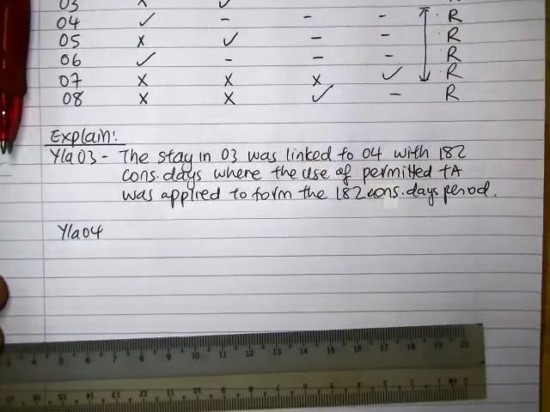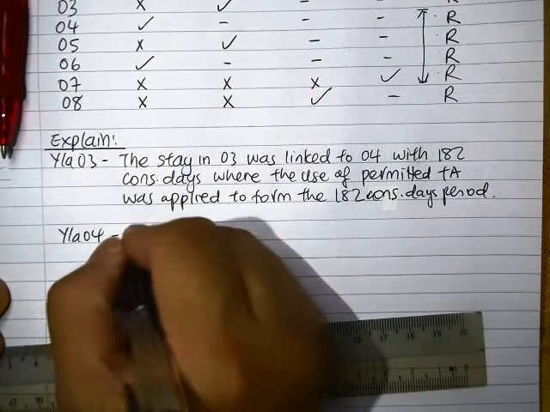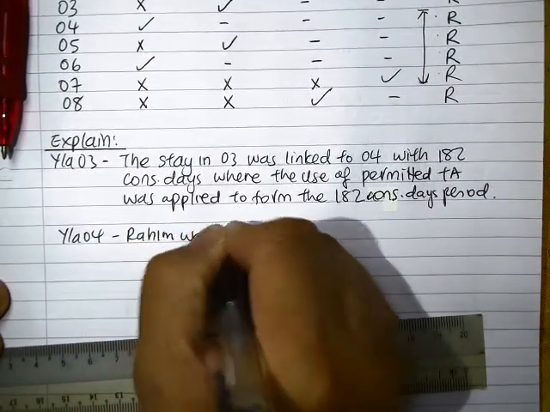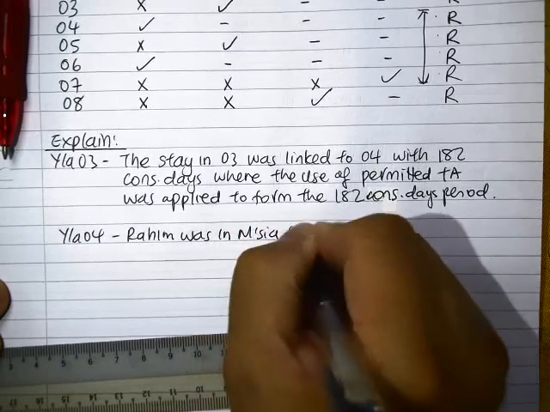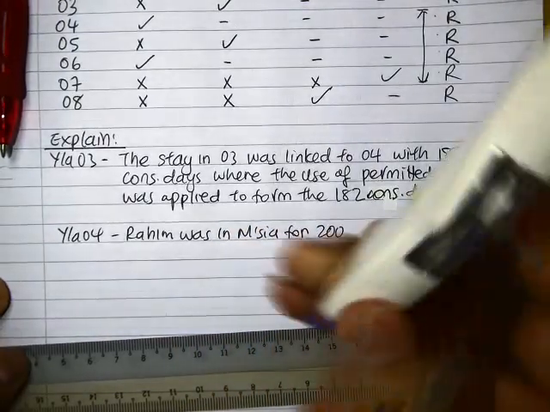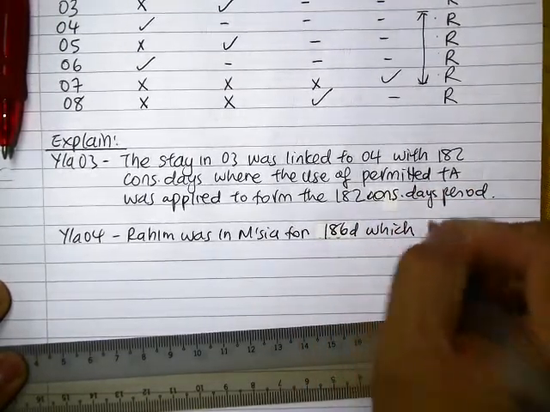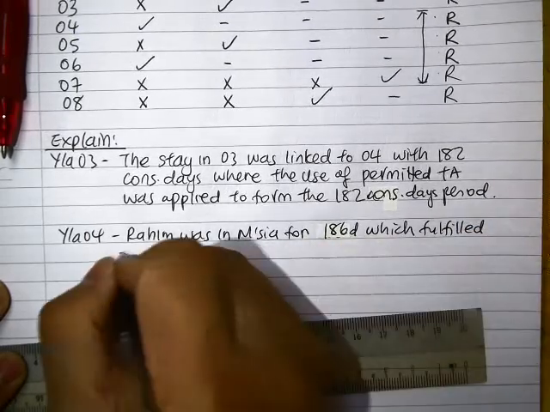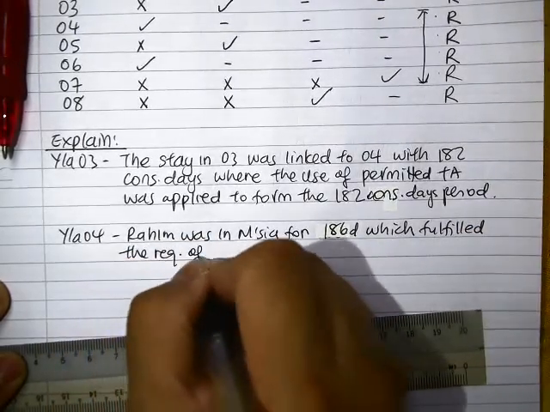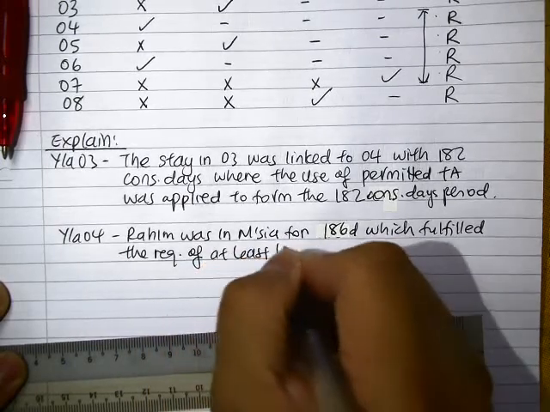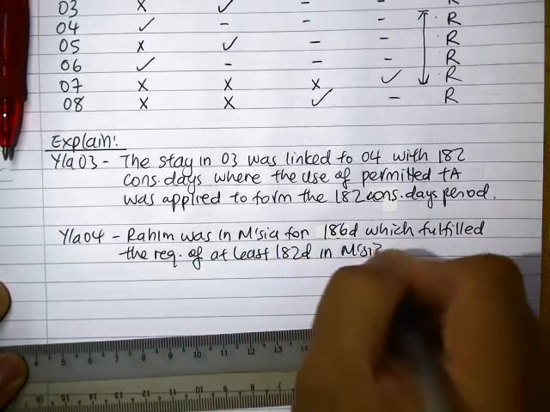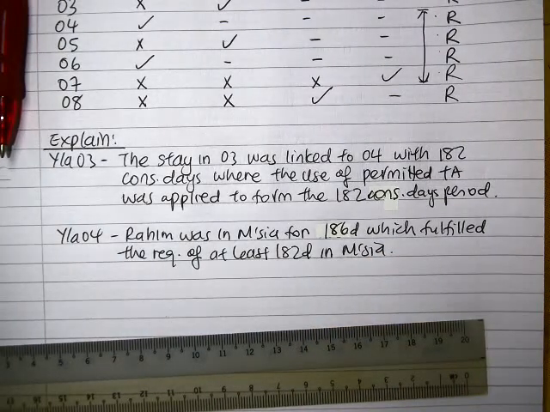Now YA04, Rahim was in Malaysia for 186 days, which fulfills the requirement of at least 182 days in Malaysia. Now, so you write like that, then you become very safe. You just have to say that you fulfill at least 182 and you have 186. That means you apply to the case study.